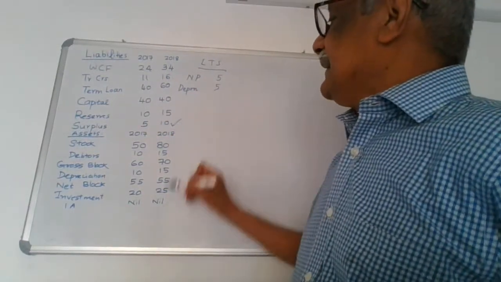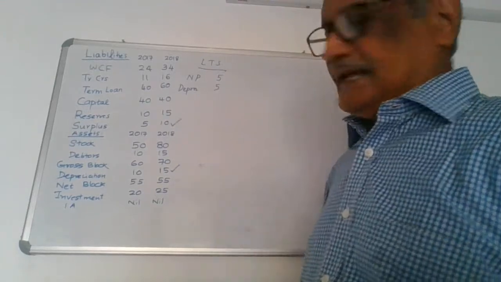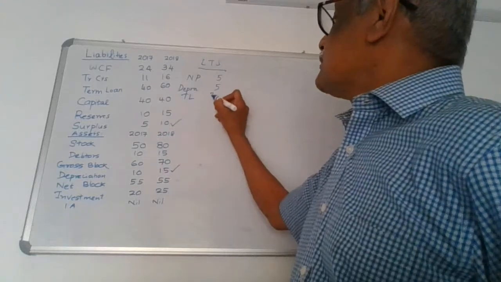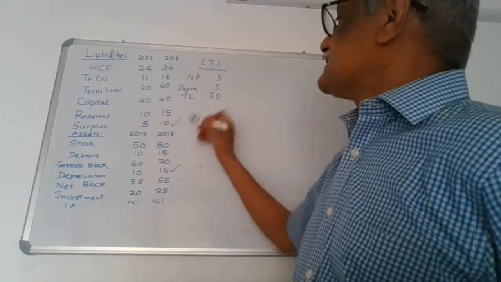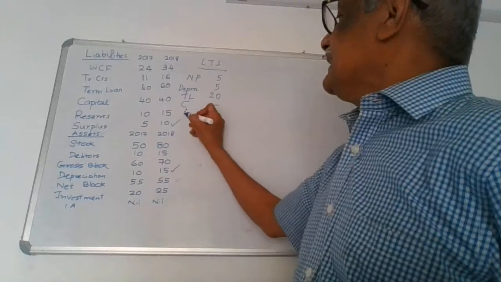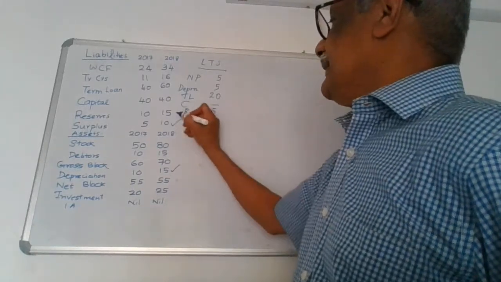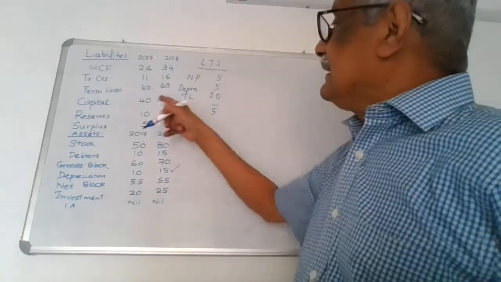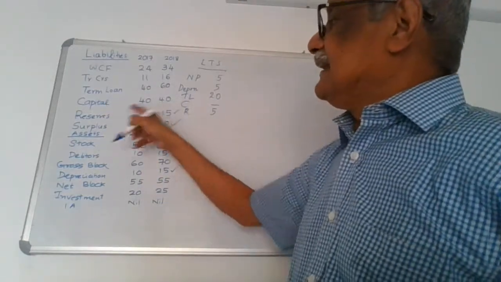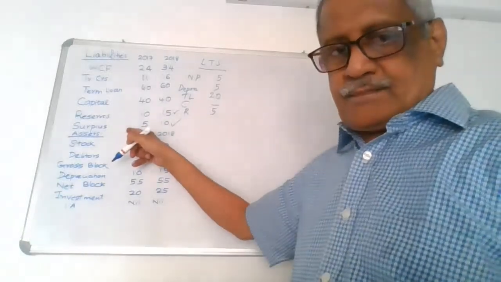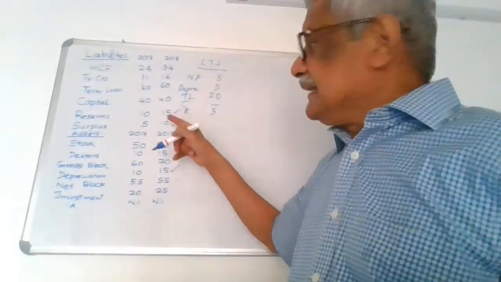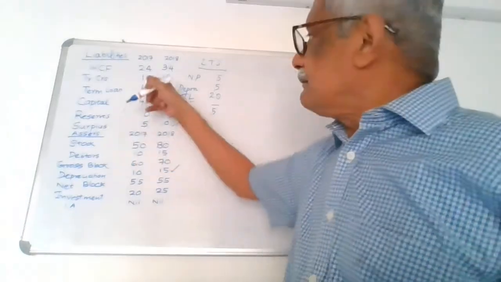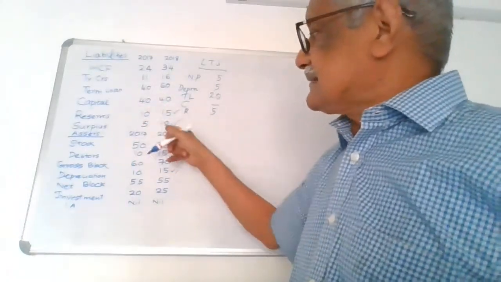This we have already taken. This we have already taken. Now, the term loan increased by 20 between these 2 years. Capital, no change. Reserve increased by 5. This I have already taken. And I said, any increase in the long-term source, it is a source. Any decrease in the liability is a use, but there is nothing that has decreased.